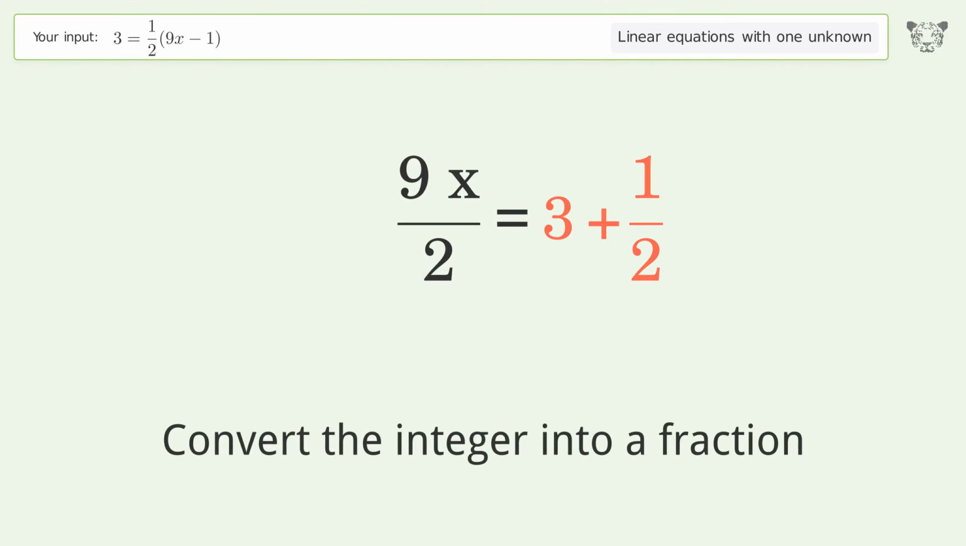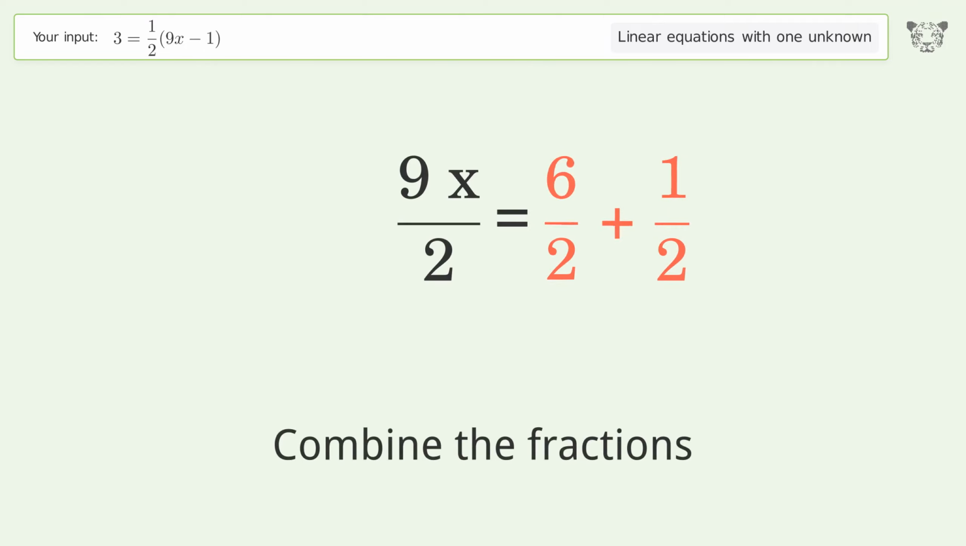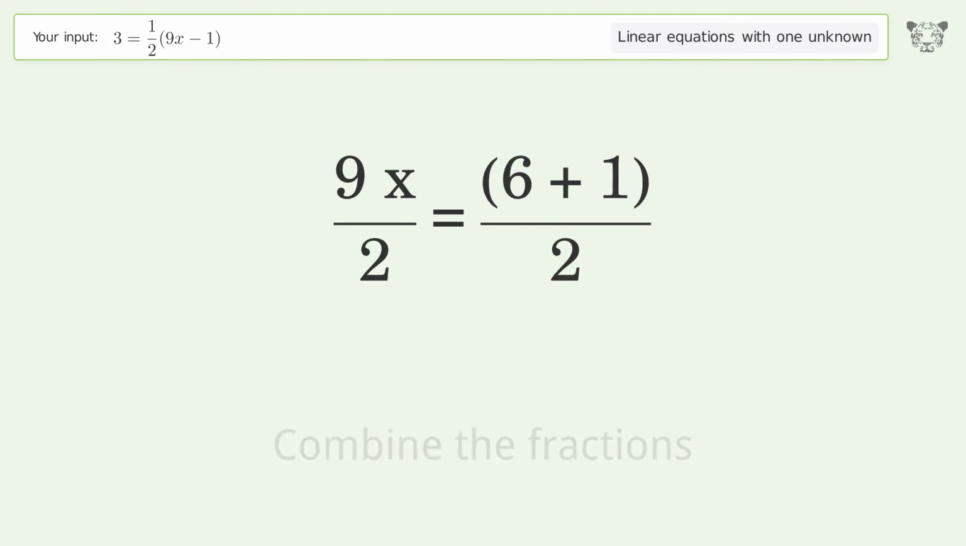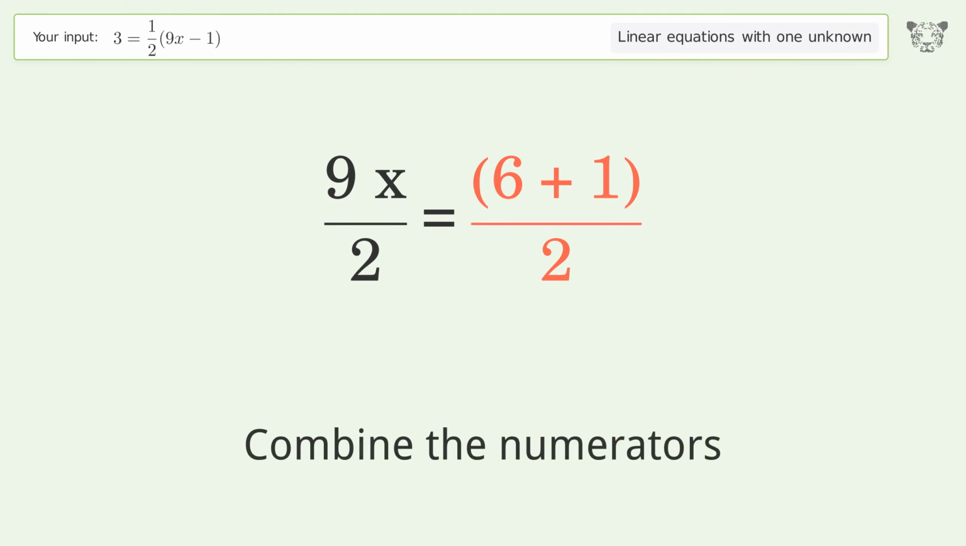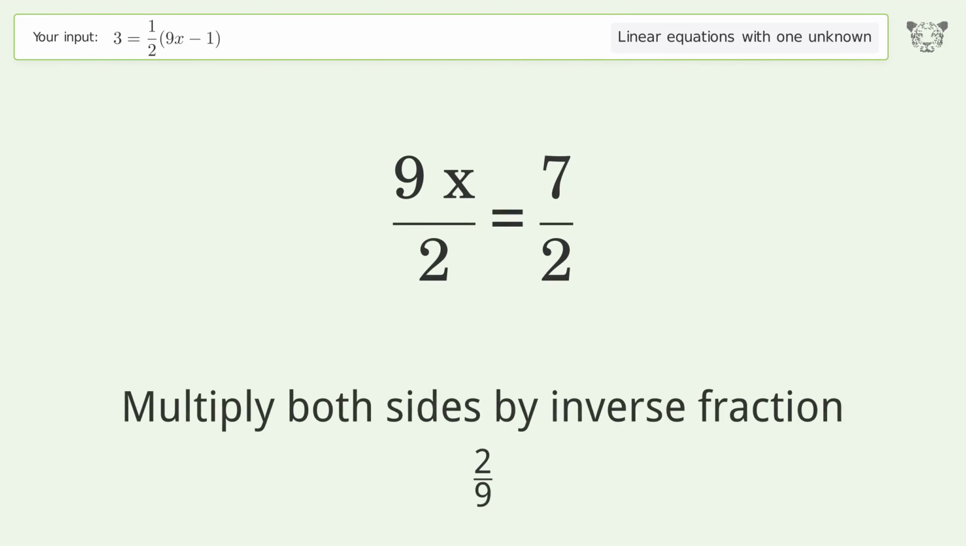Convert the integer into a fraction. Combine the fractions. Combine the numerators. Isolate the x. Multiply both sides by inverse fraction 2/9.